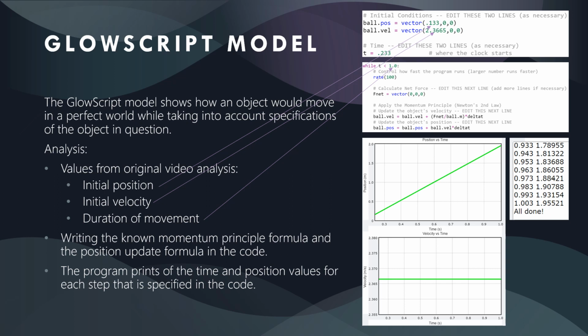After the program is run, the program prints out the time and position values for each step as specified in the code. As you can see to the right, there's a sample of these numbers that it outputs. The velocity versus time shows a straight line indicating constant velocity, as well as the position versus time being a constant slope also indicates constant velocity.